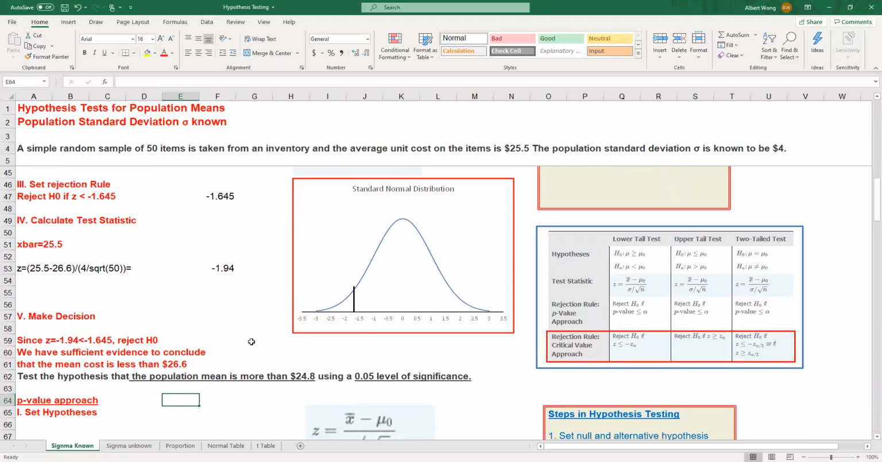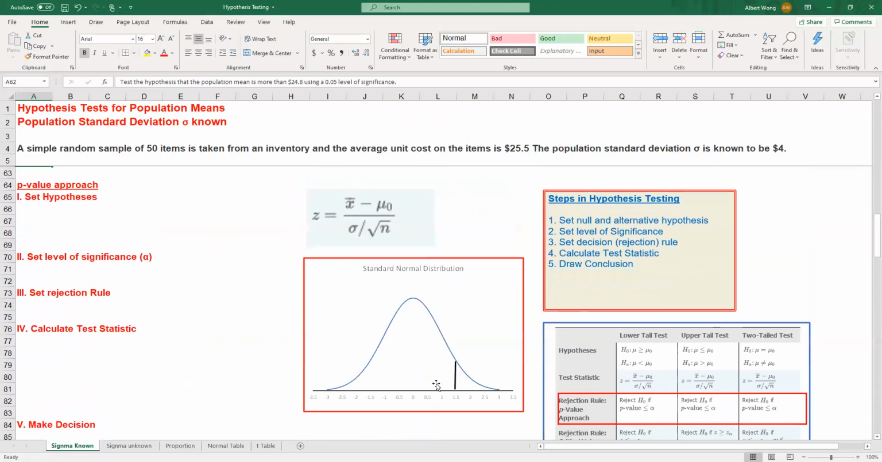So this is the example that we have done using either the p-value approach or the critical value approach when the test is a lower tail test. The next step for us is to show you how to do a hypothesis test when it's an upper tail test. So the next part of the example is this. We want to test the hypothesis that the population mean is more than 24.8 using a 0.05 level of significance.